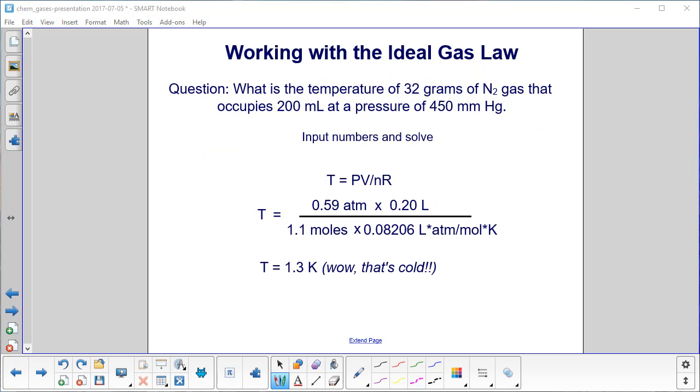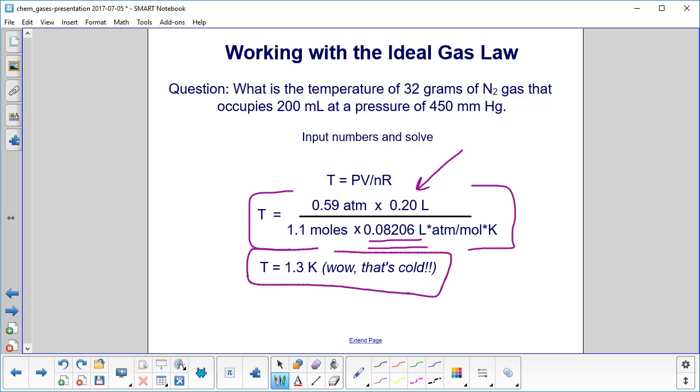The last step is just plugging in the numbers. Okay, so you've done all the hard work on the previous slide. You did all the conversions, you isolated the variable, and you just plug them all in. And notice the value of R we're using. That's the only one we're going to deal with. And then we come up with a temperature of 1.3 Kelvin. Yeah, that is cold, because absolute zero is just 1.3 Kelvin away from that.